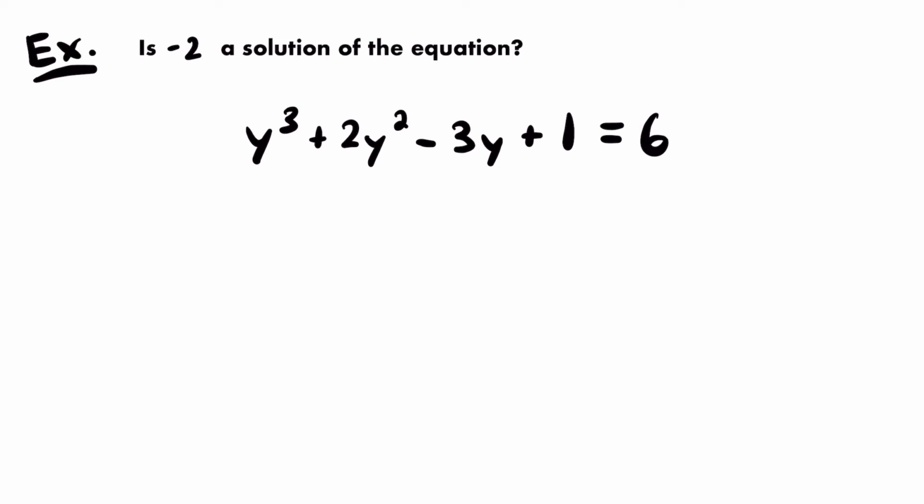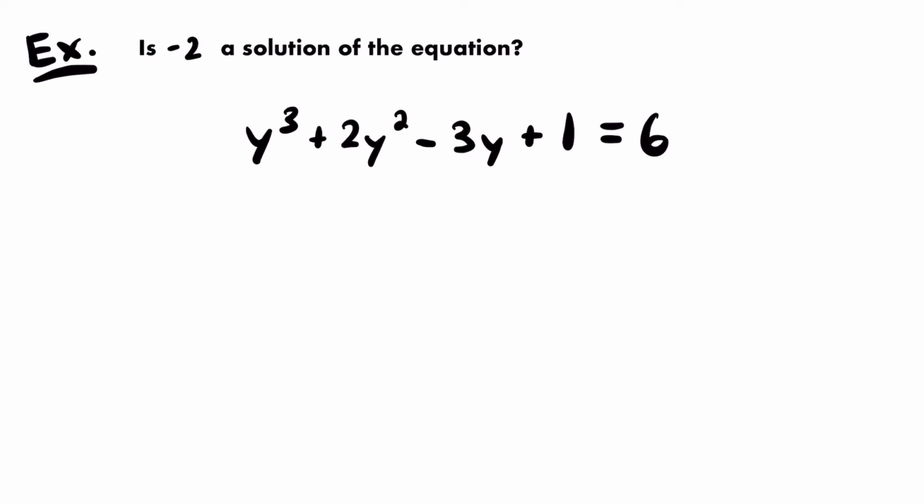For our next example, we have: is -2 a solution of the equation? And this time our equation is y cubed plus 2y squared minus 3y plus 1 equals 6. Okay, so our equation has a lot of terms on one side of the equation, but then just a constant on the other side. So really what we're going to be checking here is to see when we plug in -2 for each y and simplify this side, does it equal 6? All right, that's really what we're going to be checking here for this equation.